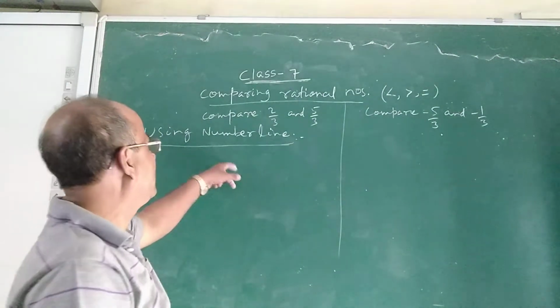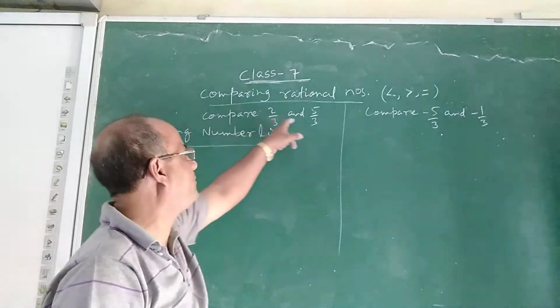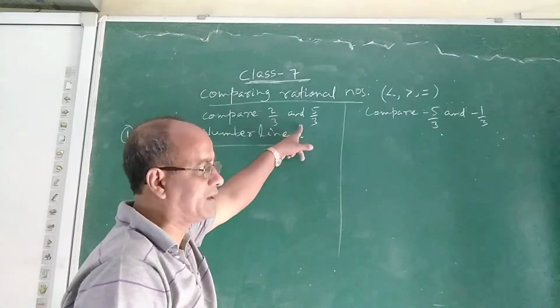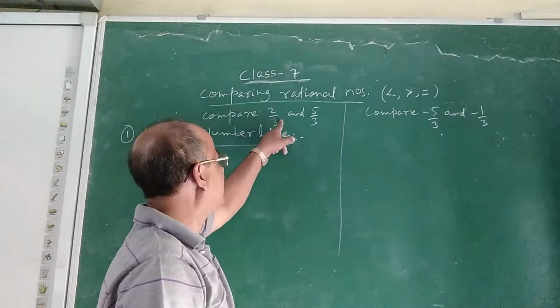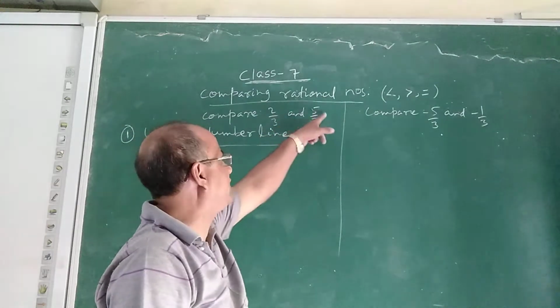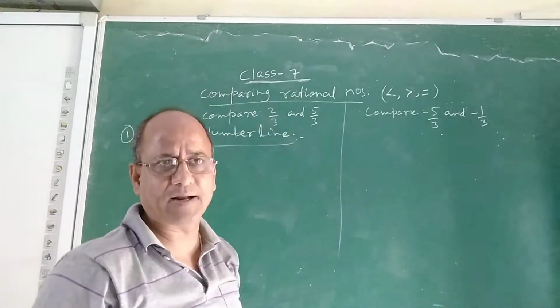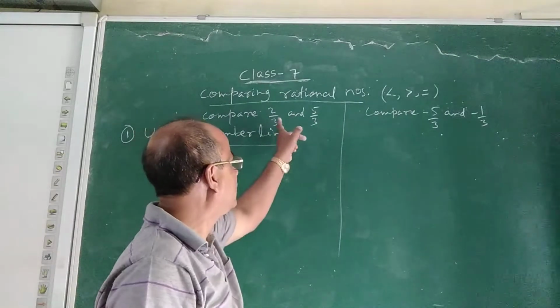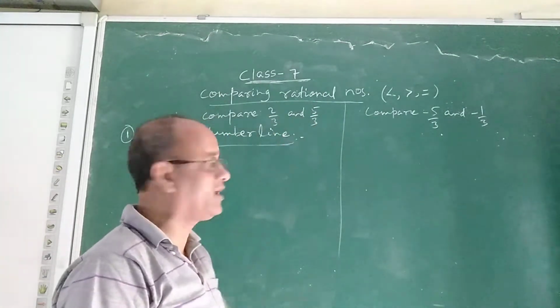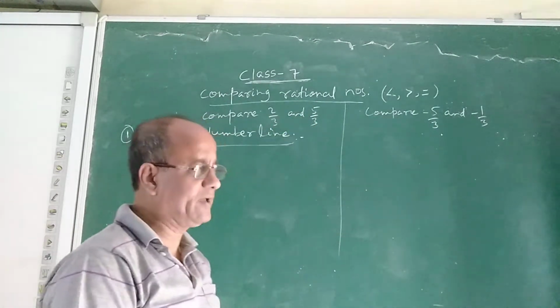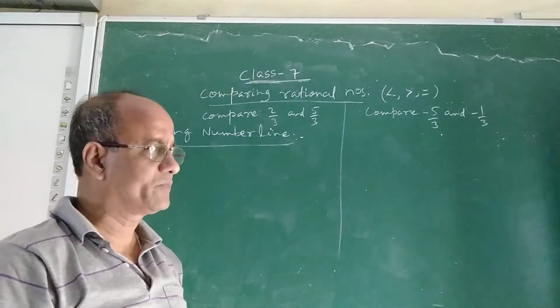Now we have to discuss how to compare two rational numbers. Suppose I have taken one example. Suppose there are two rational numbers, namely 2 by 3 and 5 by 3. How will you compare them? How will you know which one is smaller and which one is greater, or whether these two are equal? Children, there are two methods.